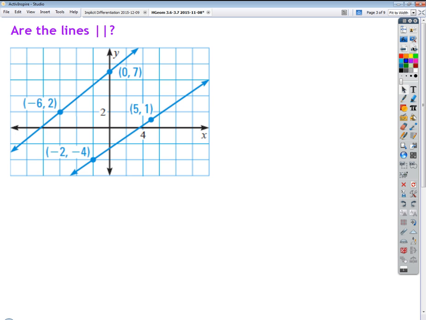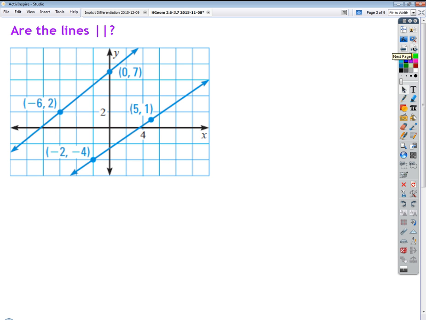Goes both ways, right? So if two lines are parallel, then the slopes are equal. Or if the slopes are equal, then the lines are parallel. It works just as well in both directions. Okay, so dealt with that.